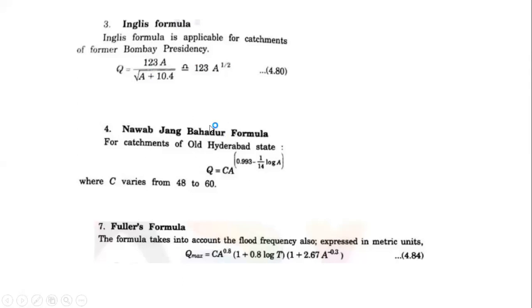Then Nawab Jung Bahadur formula, that is for the catchments of the old Hyderabad state, means they have carried out the research in that area and they have established the relation as C A raised to 0.993 minus 1 by 14 log A. A is the area, where C varies from 48 to 60 for this equation.